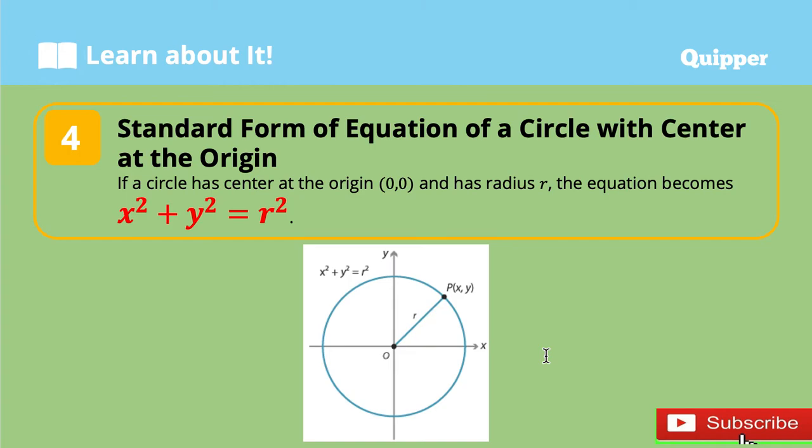Standard form of the equation of a circle with center at the origin. If a circle has a center at the origin, which has the coordinates (0, 0), and has a radius of r, the equation becomes x squared plus y squared is equal to r squared, because h and k here are 0, 0. Again, this equation is for when we have the center at the origin.